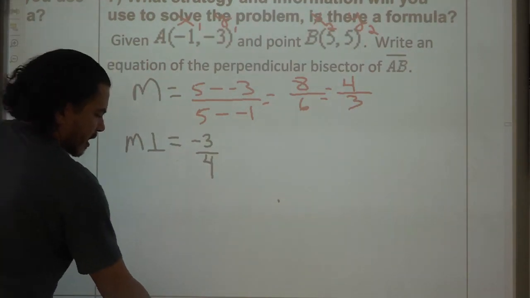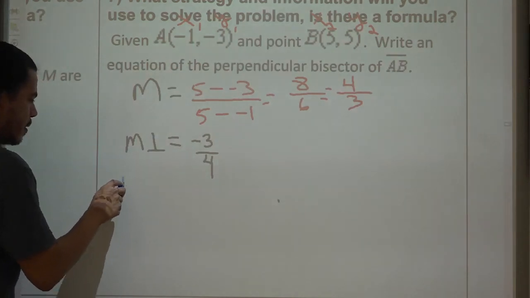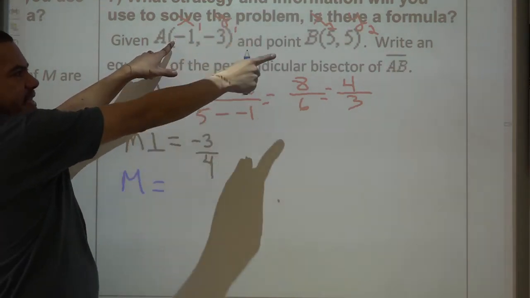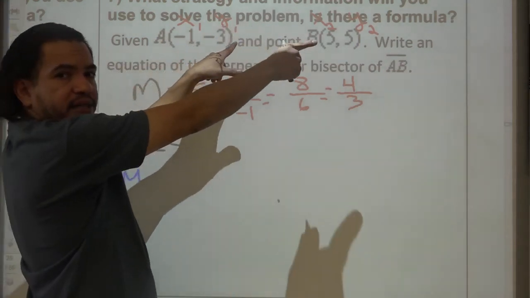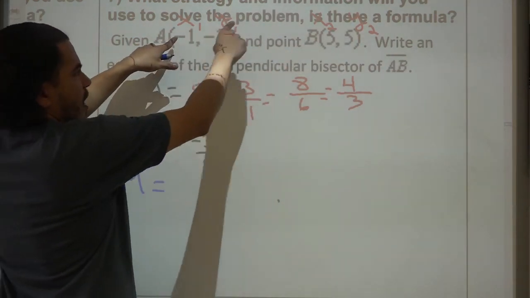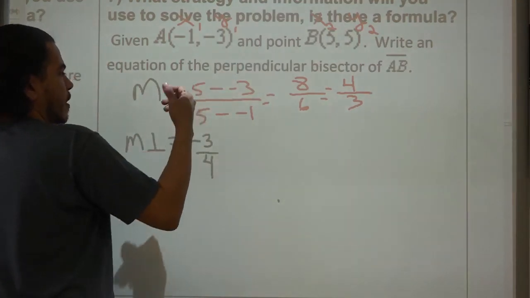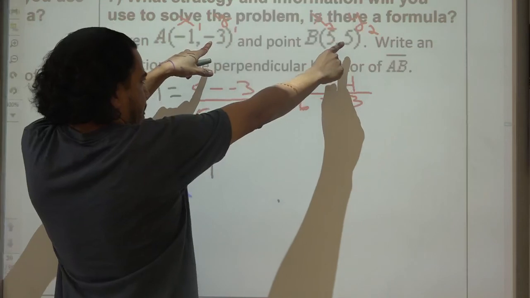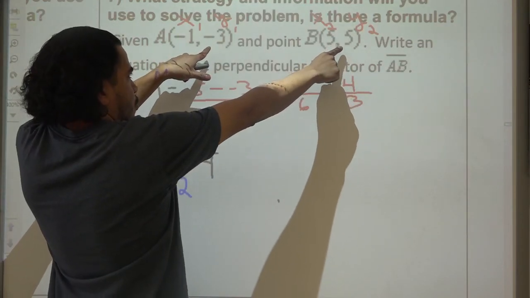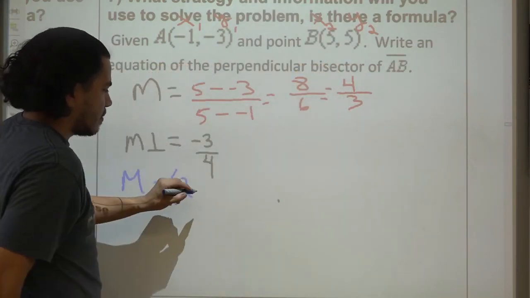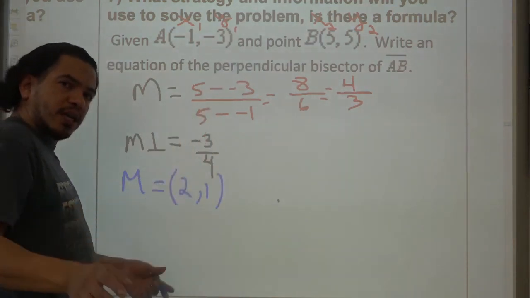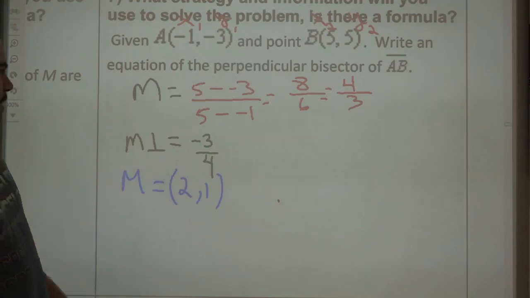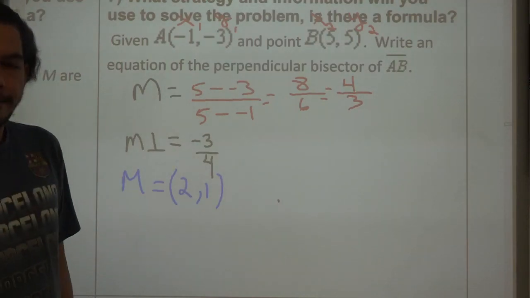I'm going to make it blue. Midpoint. All right, so add the x's, divide by 2, add the y's, divide by 2. So, negative 1 plus 5 is 4, divided by 2 is 2. Negative 3 plus 5 is 2, divided by 2, 1. You could write the whole thing if you want to, I just prefer not to. So that's it. Then what?